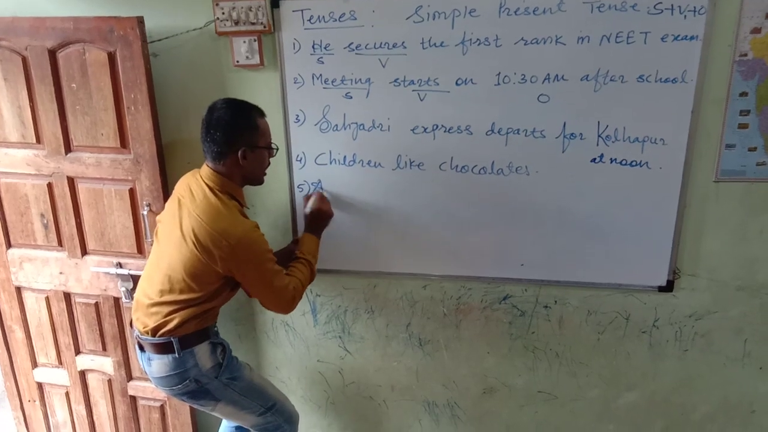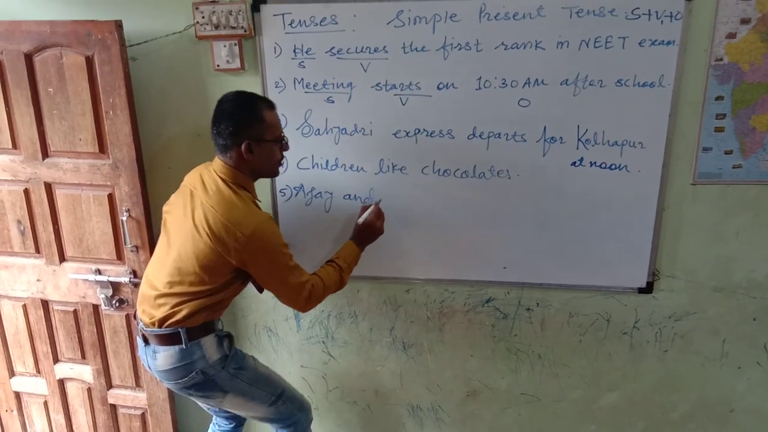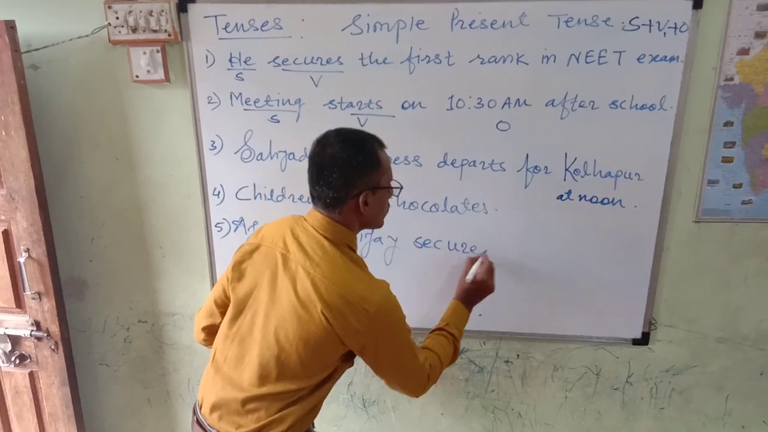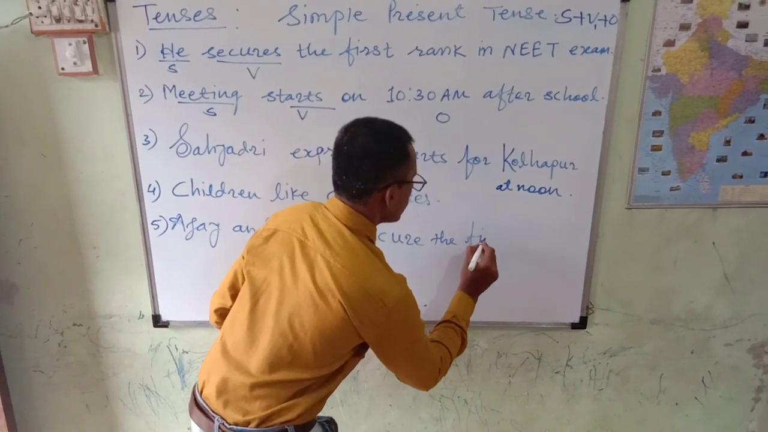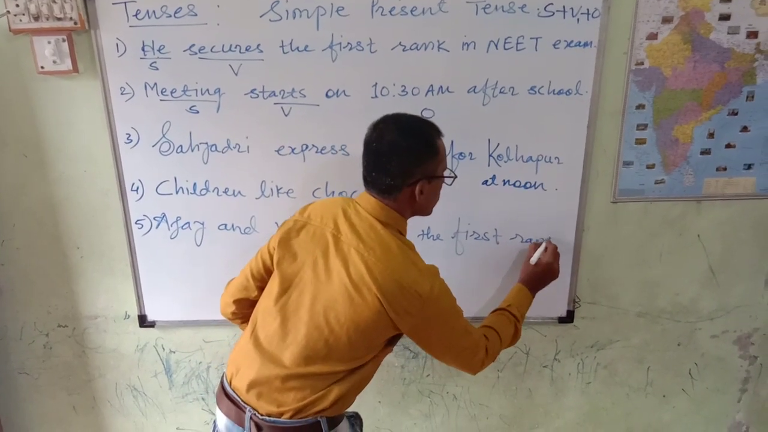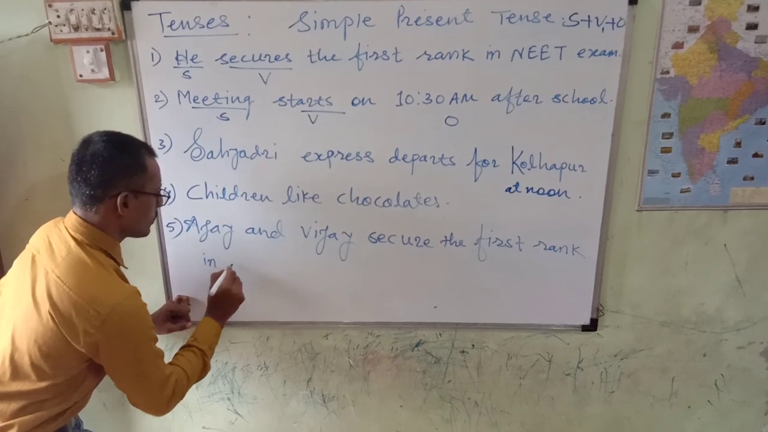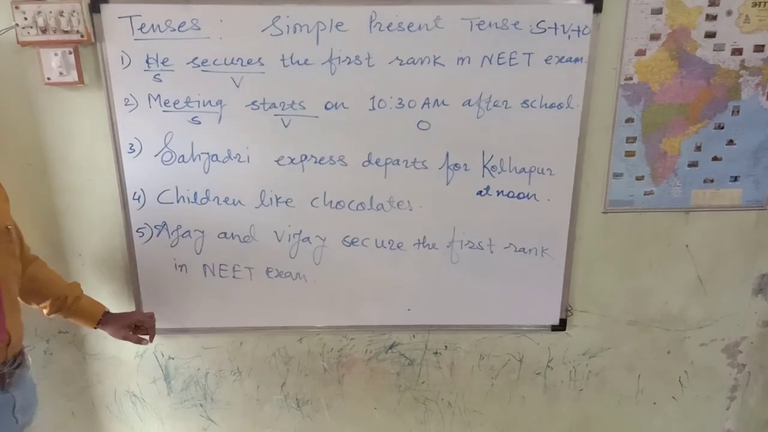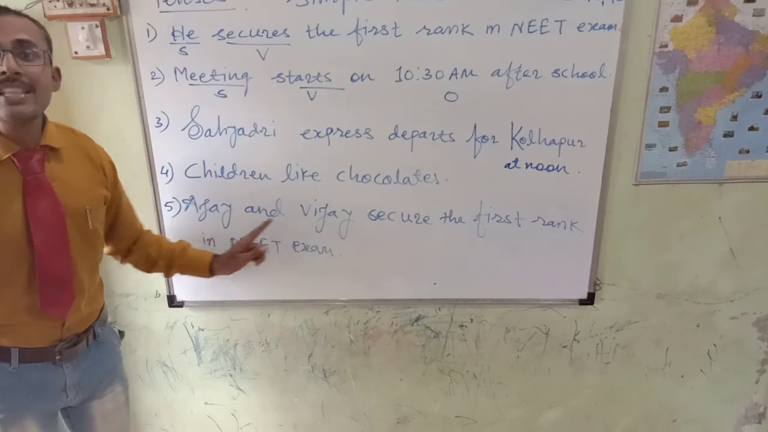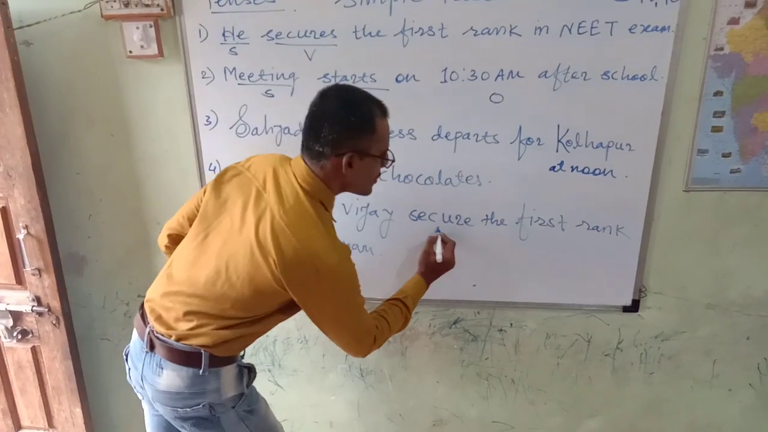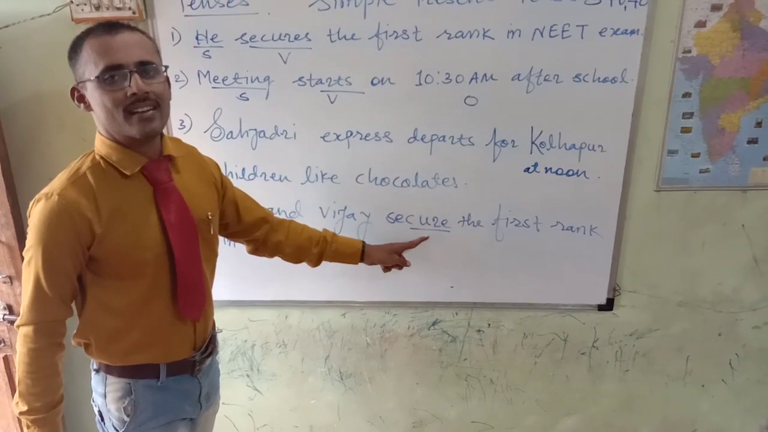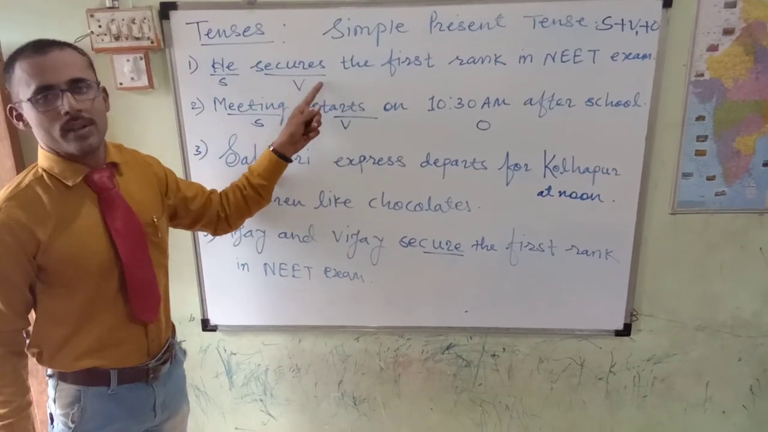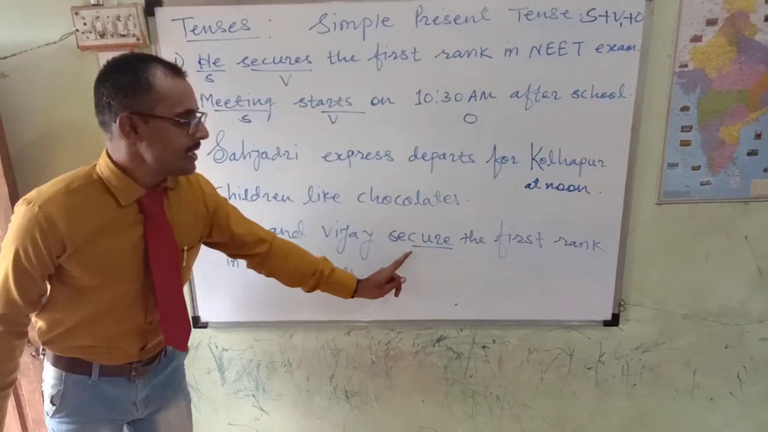Fifth sentence. I will cancel 'he' and make it plural. Suppose instead of he, I write Ajay and Vijay. Ajay and Vijay secure the first rank in NEET exam. Try to see this sentence. Ajay and Vijay is a plural subject, so don't attach S or ES here. Understand this rule: if the subject is singular, attach S or ES. If the subject is plural, don't attach it, only the verb first form.